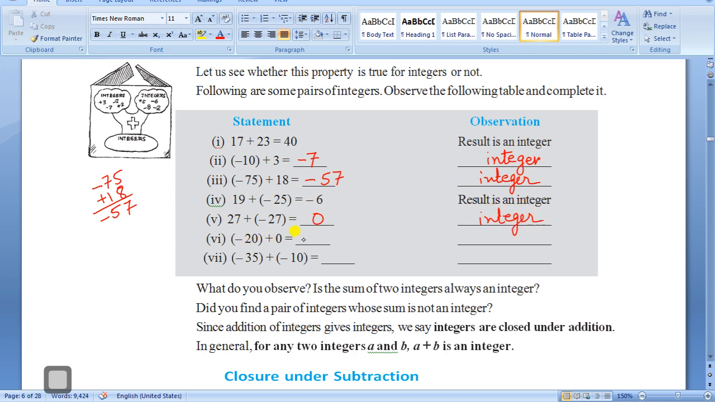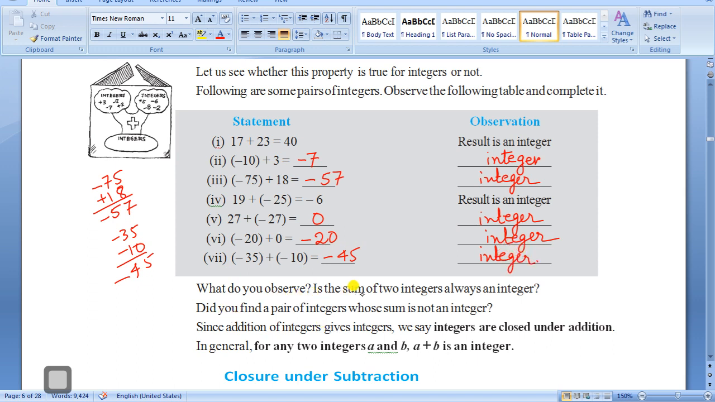Next one is minus 20 plus 0 is equal to minus 20, and that is also an integer. And the last one is minus 35 plus minus 10, that comes to minus 45, and that is also an integer.